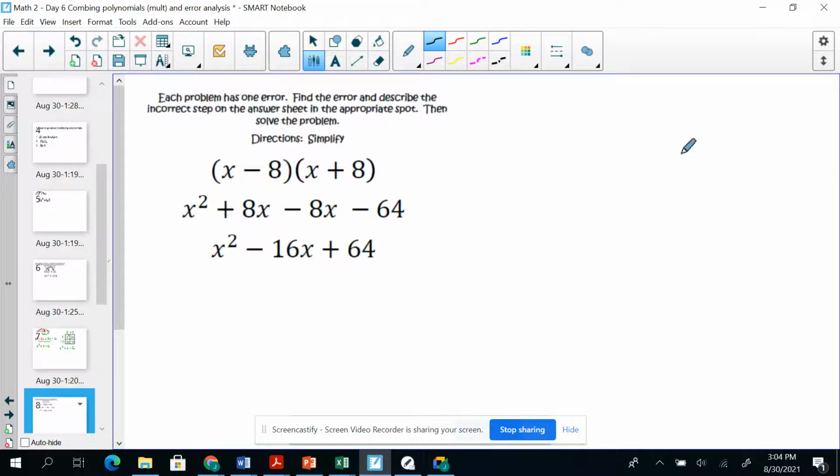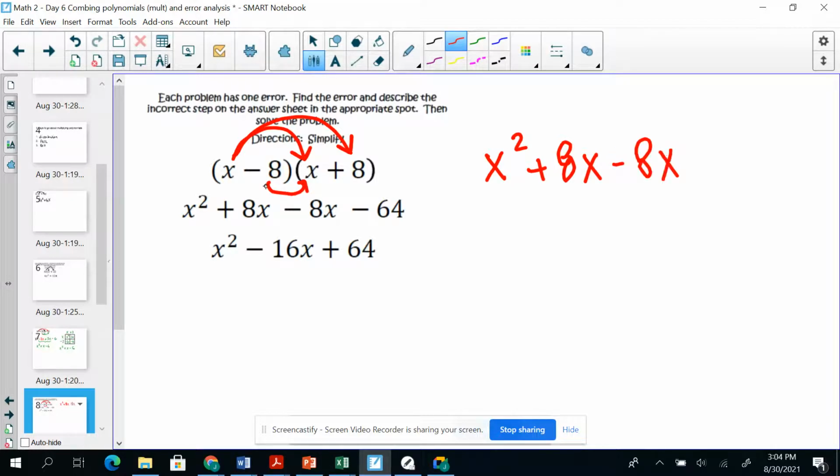I would write this off to the side and I would try to solve it myself without looking at their work necessarily. So x times x, I know is x squared. Then x times 8, I know is a positive 8x. And then negative 8 times x is going to give you a negative 8x. And then negative 8 times a positive 8 is going to give you a negative 64.